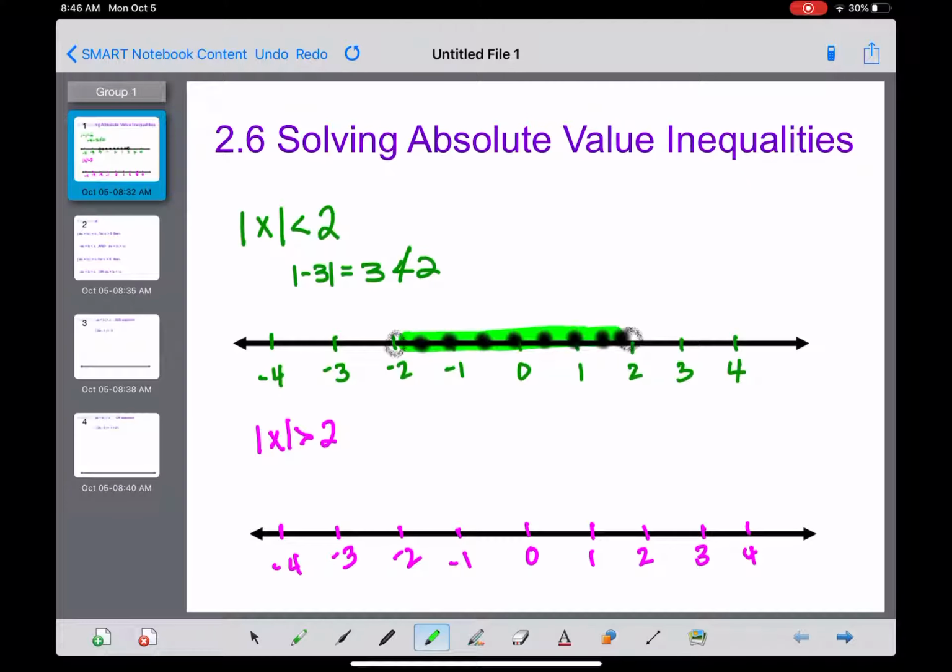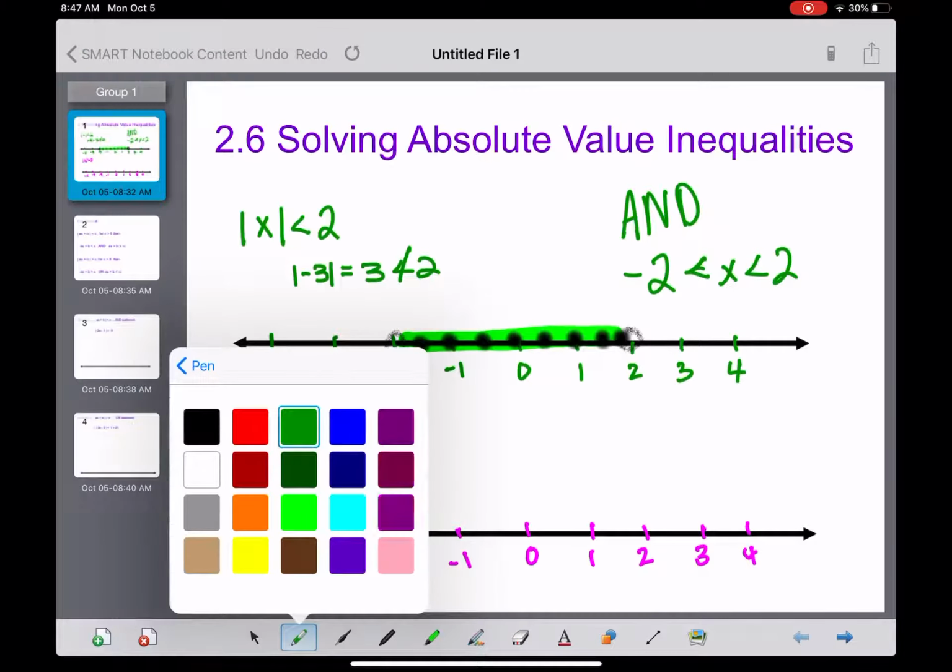And this should look familiar from compound inequalities. This is an and statement. So my solution is between -2 and +2. So remember, when we write it like this, it is saying x is greater than -2, but at the same time it's smaller than 2. So it's somewhere in the middle. It's in between. So x is between -2 and +2.